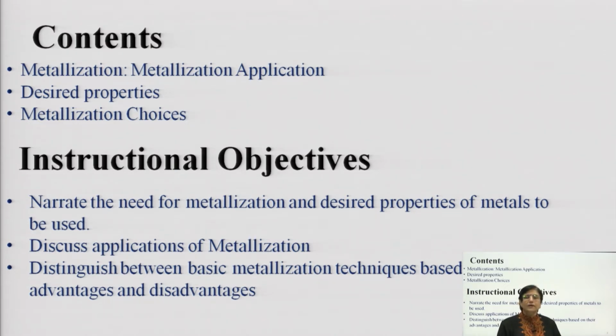As a learning outcome, I expect you to be able to narrate the need for metallization, and you should be able to list out the essential properties which are needed when a material is to be used for the purpose of metallization. You need to know the applications of metallization, and you should be able to distinguish between basic metallization techniques based on their features, advantages and disadvantages. So, you should be able to make a proper choice of material, and to suggest a desirable technique which can be used for metallization.